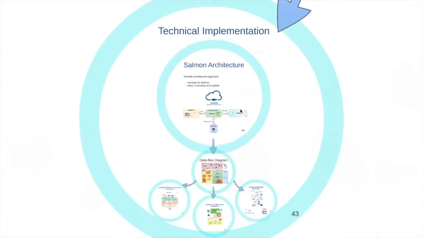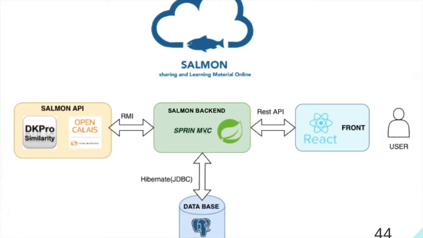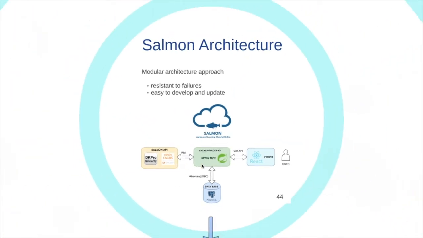So I want to briefly talk about the architecture and technical features of Salmon. We made a modular platform, we call them microservices. We have two backends that talk with each other, and the advantage of this architecture is that we separate our backend in two parts. If there is a problem, for example in the Salmon API, and OpenCali doesn't work, for example the server is down, then the user can work manually with the backend, and they can put in their tags, they can work with the environment without any problem. They just don't see the tags.